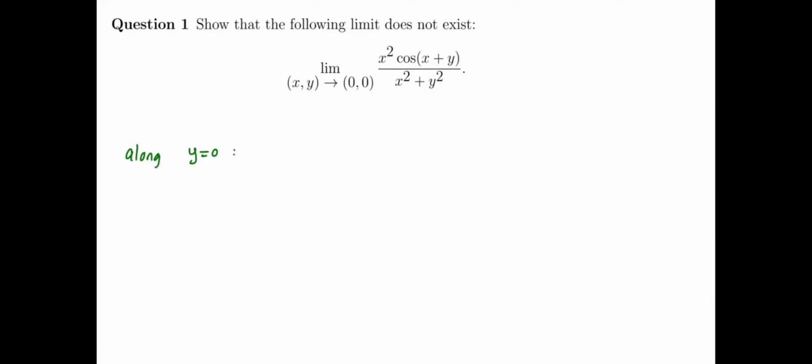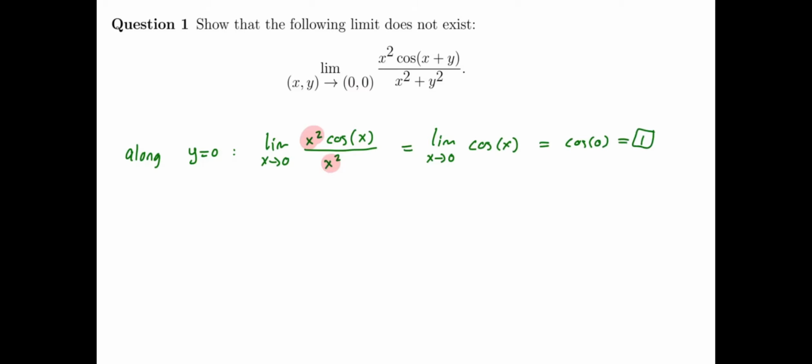So if y is equal to 0, I'm going to go ahead and replace the variable y with 0 and then take the limit. It becomes a single variable limit problem. So we will take the limit as x approaches 0 of x squared cosine of x, y is 0, over x squared because y is 0. And with further simplification, these two terms will cancel. So you'll have the limit as x approaches 0 of cosine of x. And now you can do the direct substitution. This is cosine of 0. Cosine of 0 is 1. So along this path, our limit is 1.